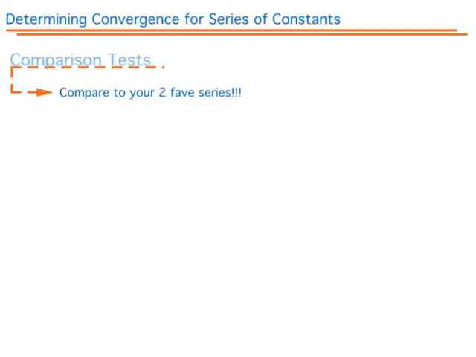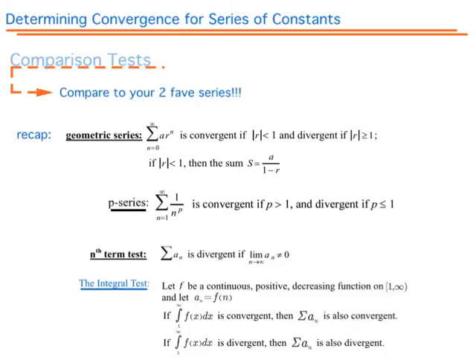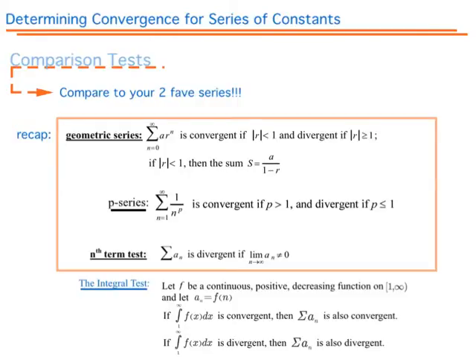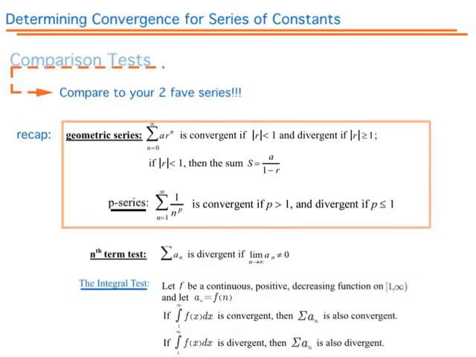For the comparison test, we're going to be comparing to our two favorite series. So let's just talk about what series tests we have so far. Just to recap, we have our geometric series, our p-series, our nth term test for divergence, and our integral test. Which are our two favorite series? Which are the easiest, where you just look at them and know if they're convergent or divergent? These guys are our favorite series because we can just look at them and we know convergence or divergence.